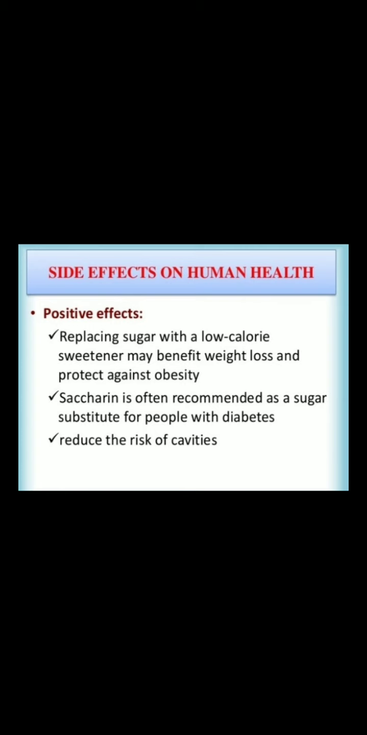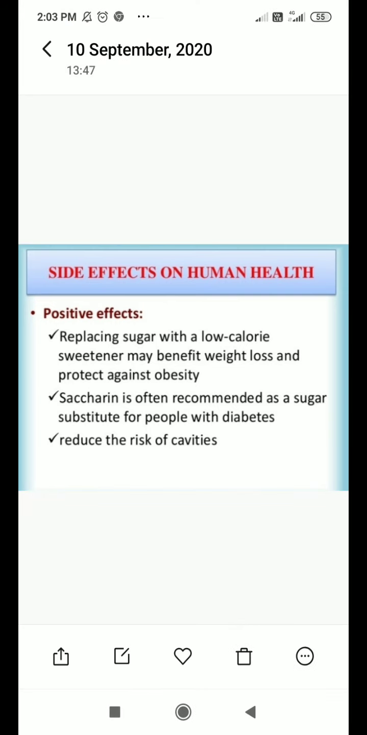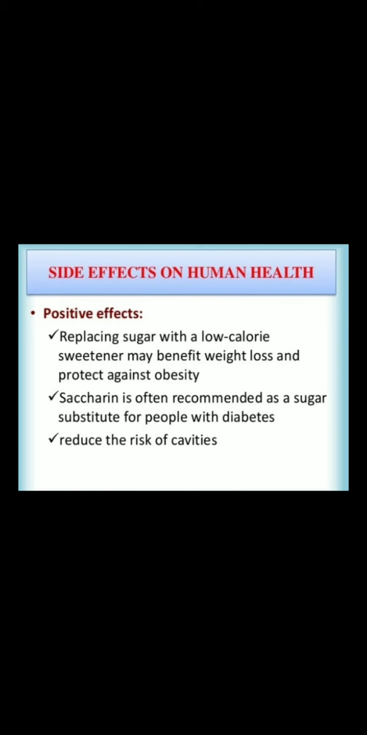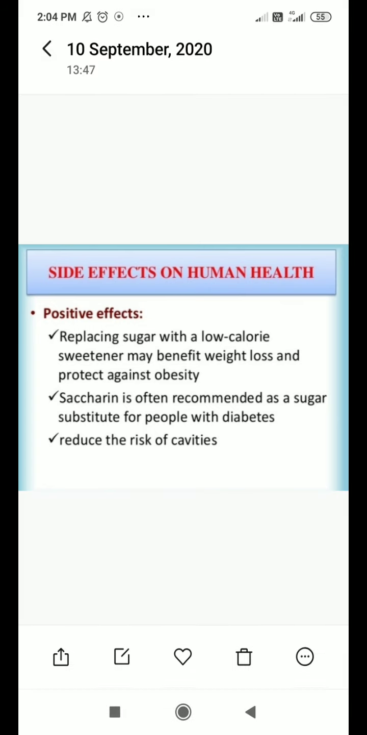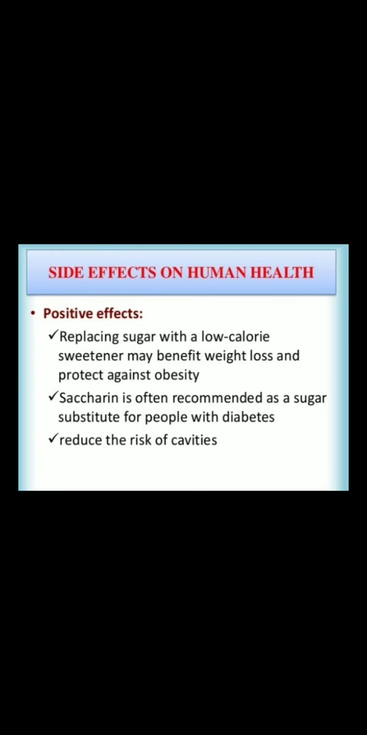So most pharma companies use saccharin in their formulations, because of all these reasons. Next, saccharin is often recommended as a sugar substitute for people with diabetes, as I discussed earlier. It also reduces the risk of tooth cavities. You can see in tooth formulations like toothpaste and tooth powder and different products, saccharin is mentioned in the ingredient list. You can check whenever possible.